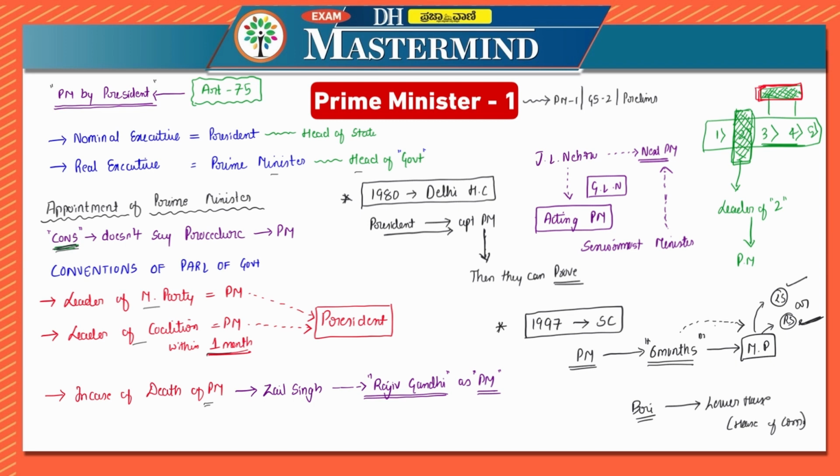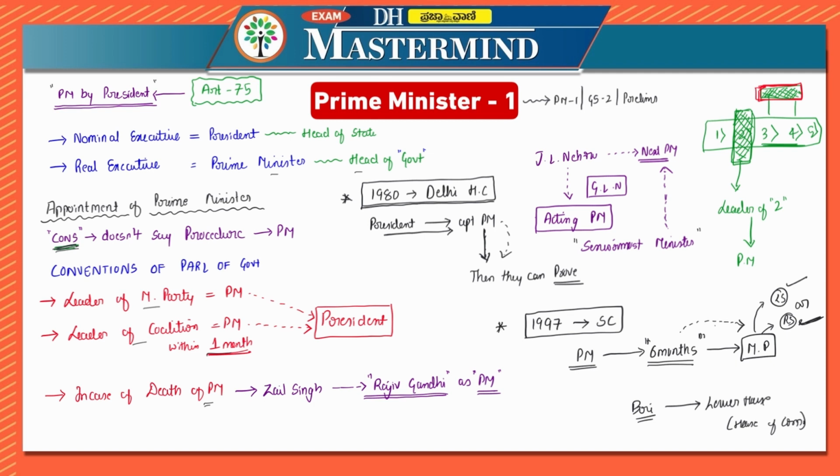In case of a coalition, they can be appointed as prime minister, and within 1 month they can prove majority. And in case of death, previously the senior-most minister was appointed as prime minister, but in the 1980s, after the assassination of Indira Gandhi, Rajiv Gandhi was appointed as prime minister, and later on they were unanimously accepted as the leader of Congress also. And then we saw two important judgments. One was in 1980 by the Delhi High Court, which said that the president can appoint the prime minister first, and later on the prime minister can prove the majority.